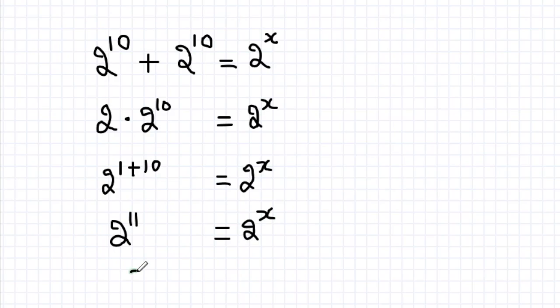So, we simply set the exponents on both sides equal to each other. 2 to the power of 11 equals 2 to the power x. This tells us that x must be 11, because raising 2 to the power of 11 gives us the same result as 2 to the power of 11 on the other side.